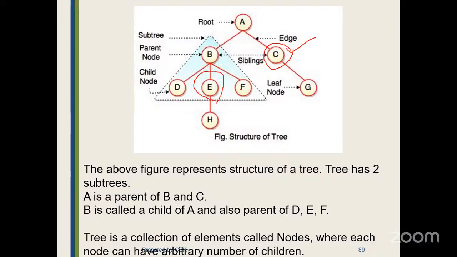F is not an internal node. This is an external node because it doesn't have any child node. G is also an external node because it doesn't have any child node. H is also an external node. D is also an external node. But B is called an internal node because it has child nodes. If any node has at least one child node, that is called an internal node. In this case, B has D, E, F, three child nodes. That is also valid, at least one child. So here B is an internal node, E is also internal, C is also internal.